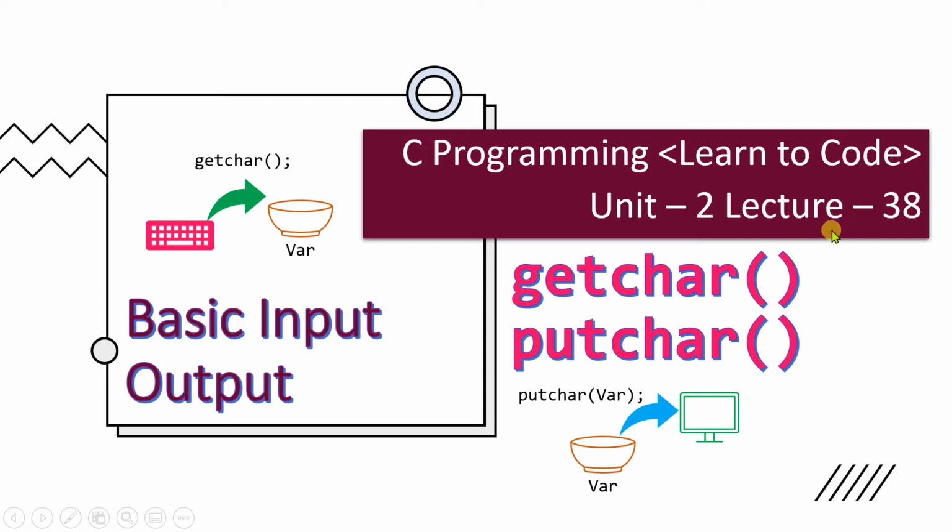This is the 38th lecture of Unit 2, and in this lecture we will discuss two basic input-output functions, that is called getCharacter and putCharacter function. So let us understand it.